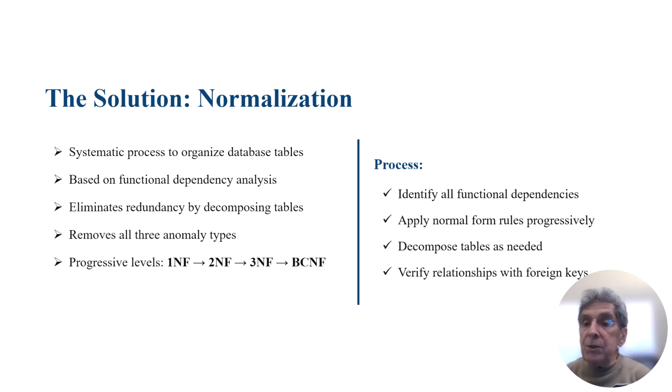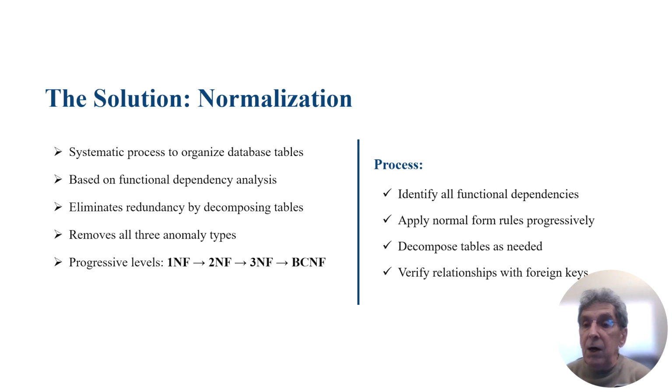Each normal form builds on the previous one. You must achieve first normal form before you can go to second normal form, and you must be in second normal form before you can achieve third normal form. It's a progression.